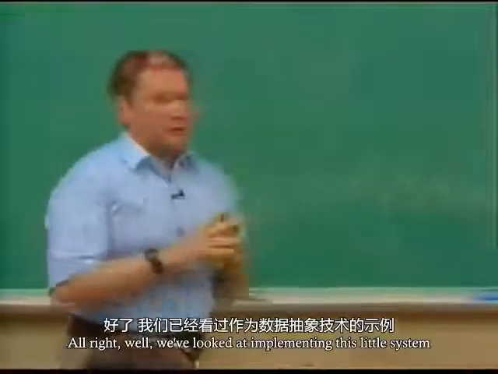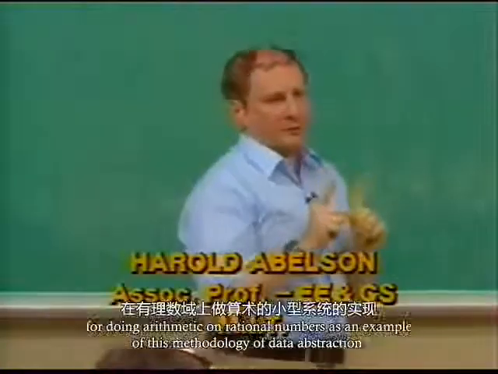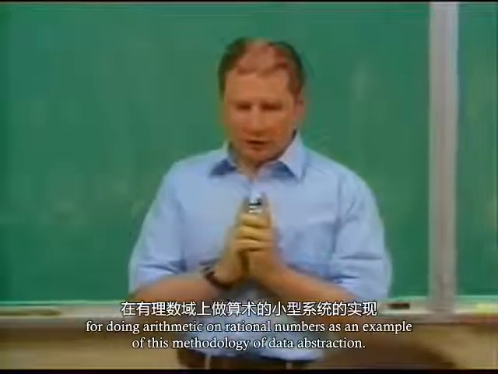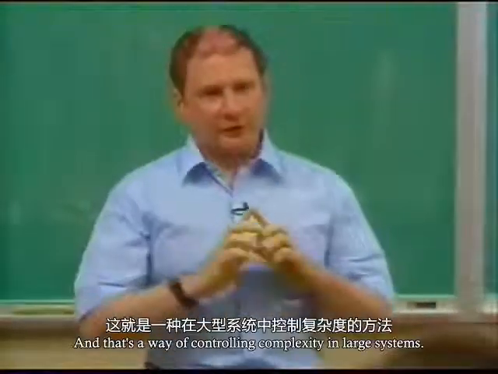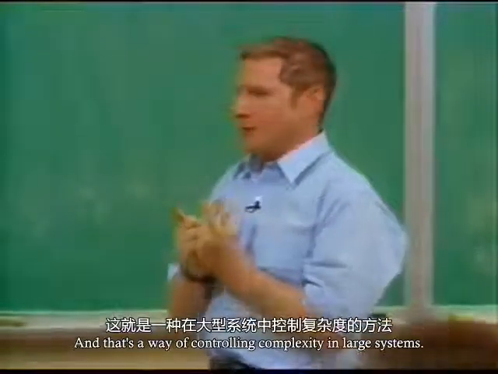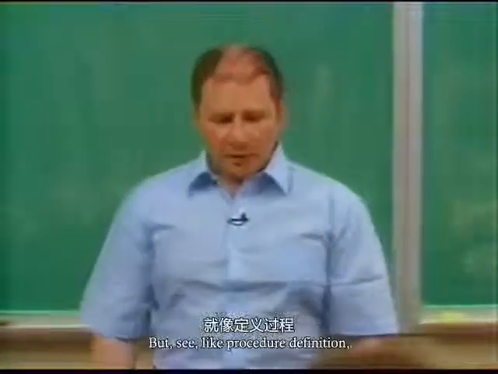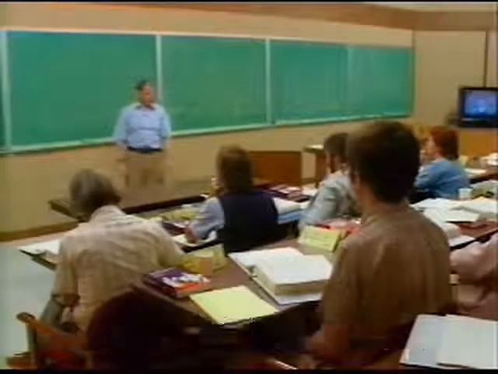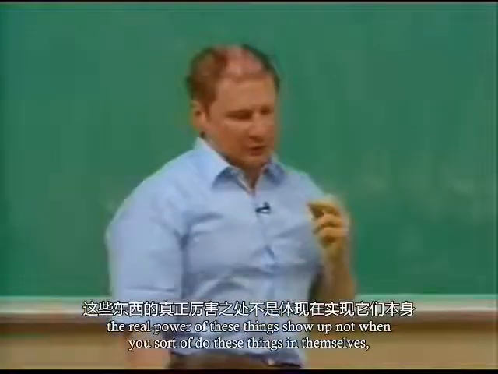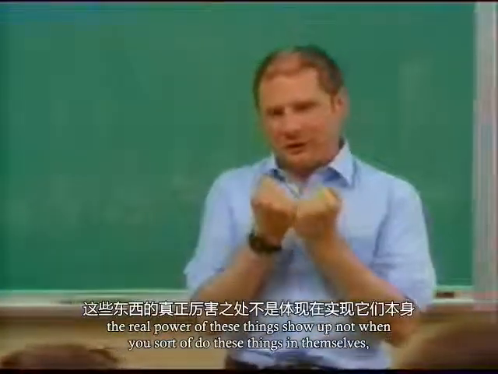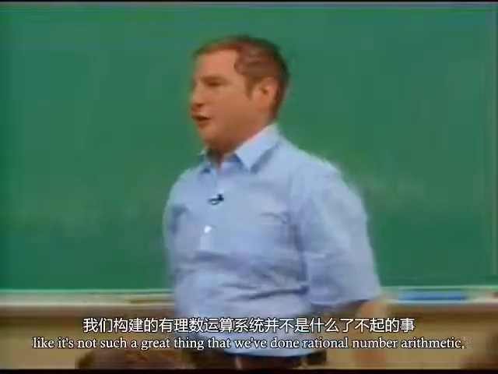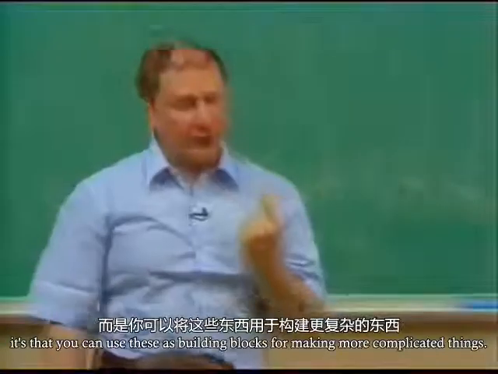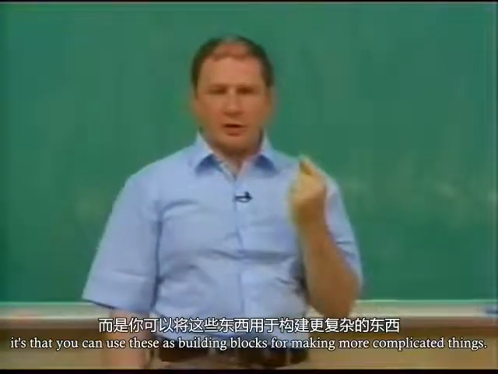All right, well, we've looked at implementing this little system for doing arithmetic on rational numbers as an example of this methodology of data abstraction. And that's a way of controlling complexity in large systems. But like procedure definition, and like all the ways we're going to talk about for controlling complexity, the real power of these things shows up not when you do these things in themselves. It's not such a great thing that we've done rational number arithmetic. It's that you can use these as building blocks for making more complicated things.